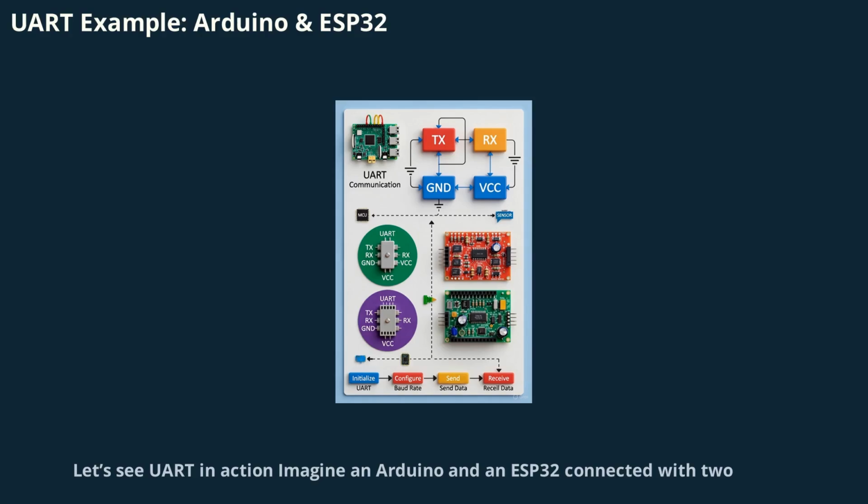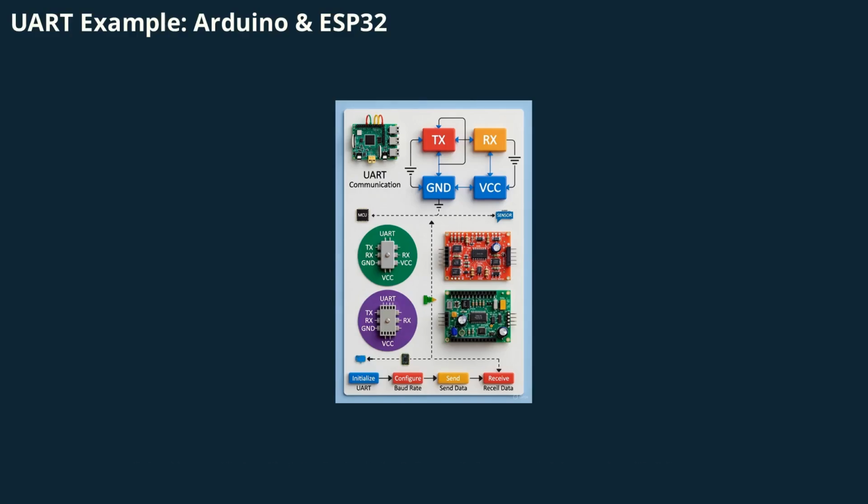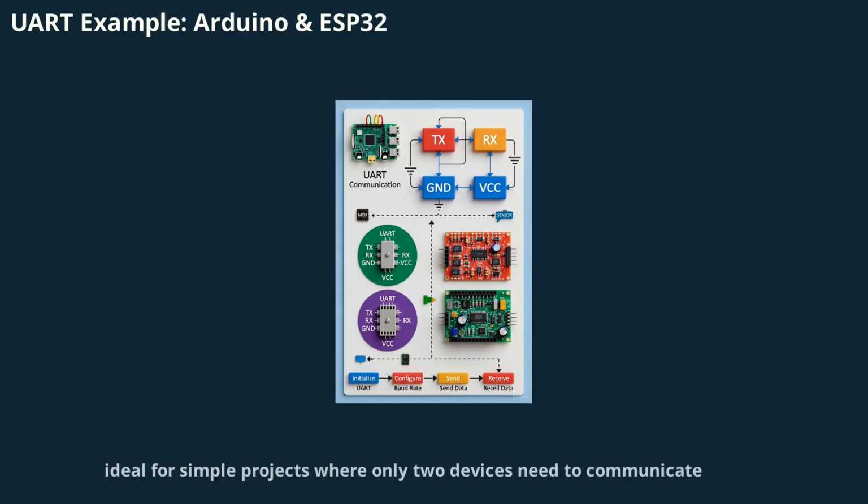See UART in action. Imagine an Arduino and an ESP32 connected with two wires, TX from one goes to RX on the other, and vice versa. This direct link allows them to exchange data quickly and reliably. It's a straightforward setup, ideal for simple projects where only two devices need to communicate. The ground wire ensures both devices share the same reference, preventing errors. UART simplicity is its biggest strength for basic connection.